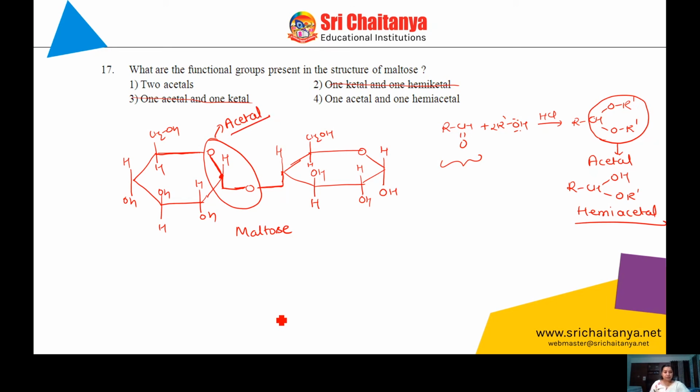Okay, so there is one acetal, that is clear. I have to talk about the second. If you see the same way, the second one is the hemiacetal linkage present in the molecule. So the conclusion is the functional groups present in the structure of maltose are one acetal and one hemiacetal linkage. Answer is 4.